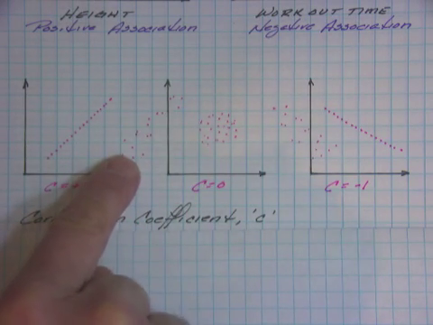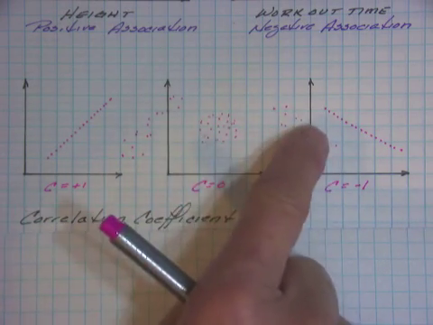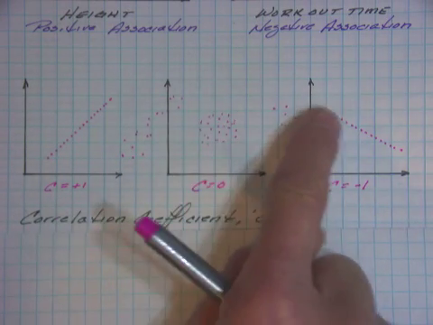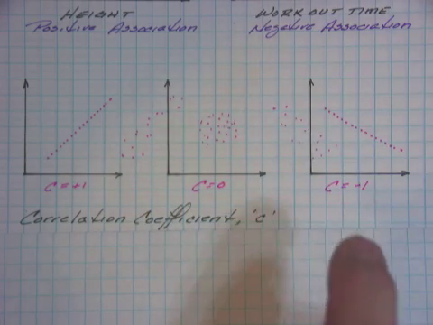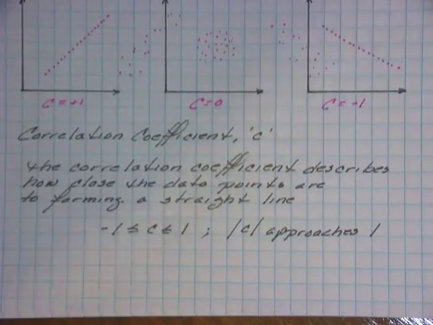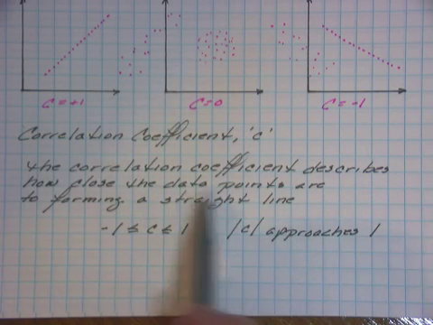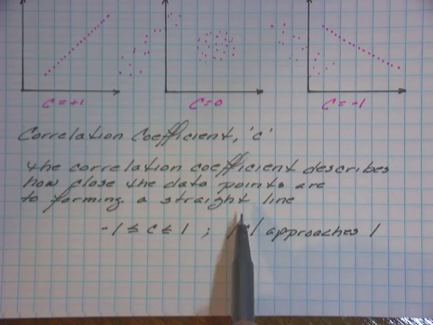And so this is a correlation coefficient of 1, but this might be a correlation coefficient of 0.5. Then you've got the 0. Then this might be a correlation coefficient of negative 0.5, and this would be a correlation coefficient of negative 1. That all wraps together this way.